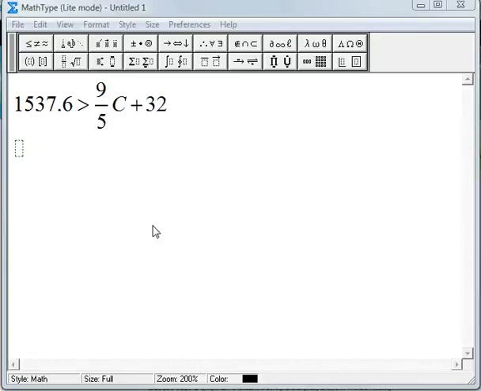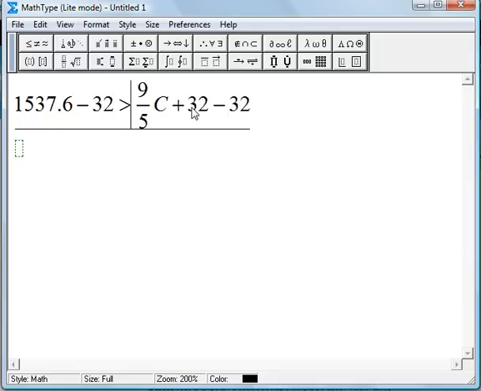To solve this linear inequality, the first thing we need to do is to undo adding 32. Okay, so we need to get rid of plus 32. And how do we undo adding 32? We need to subtract 32 on both sides of the inequality.